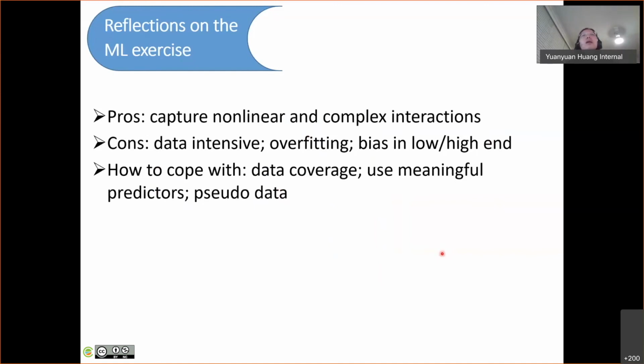For this study, I have very limited data points, so it doesn't really seem suitable for applying a machine learning model, but we can generate some pseudo data to cope with studies that have limited data points.